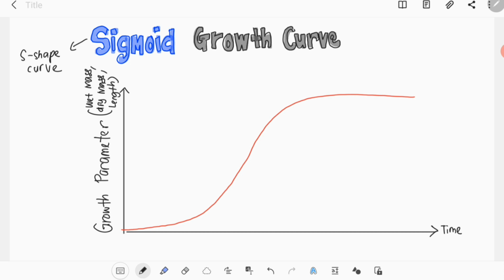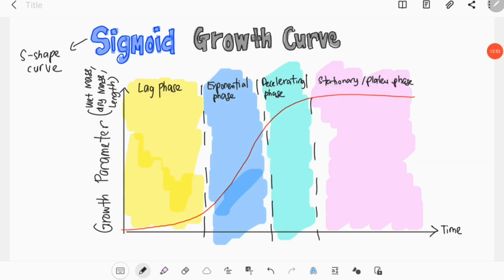So sekarang kita tengok apakah phases yang kita jumpa dekat sigmoid growth curve. So mainly there are 4 phases. So the first one is lag phase, second one is exponential phase, and then decelerating phase, finally stationary phase ataupun plateau phase. So there are 4 phases in sigmoid growth curve.